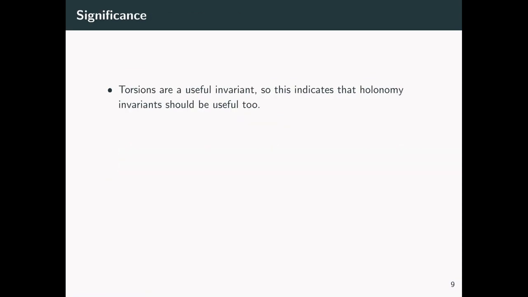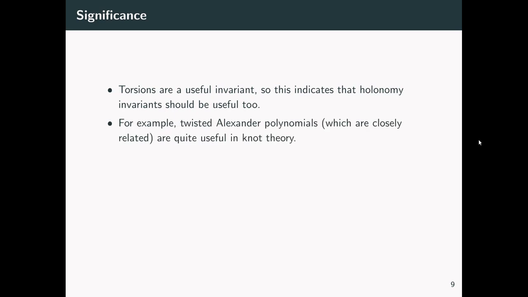Okay. The reason this is significant is that torsions are useful. They were used to classify lens spaces, even in the abelian case. The Alexander polynomial is very useful. In particular, twisted Alexander polynomials, which are closely related to this twisted Reidemeister torsion, are very useful in knot theory. There's lots of interesting results about using them to distinguish knots and detecting fiberness and things like this. And so my hope is that this result says that these quantum holonomy invariants will also be useful for similar things.